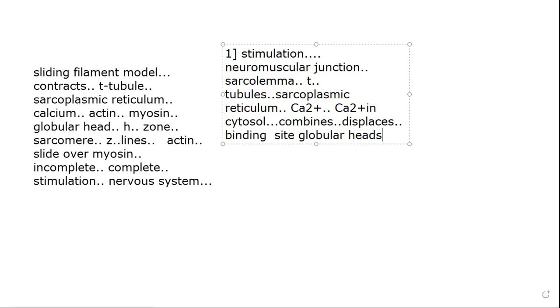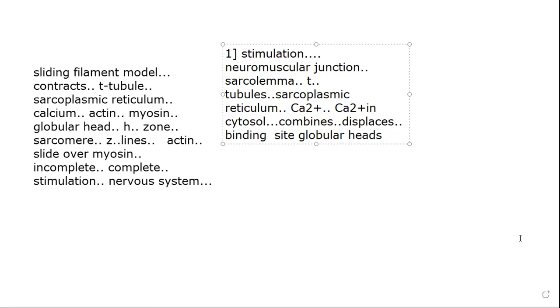Once this contraction has taken place, then what happens? ATP is needed to hydrolyze and to break down the cross bridges that are formed. Right? Let us go to the presentation now and see what we have, so that it becomes easier for you to understand.